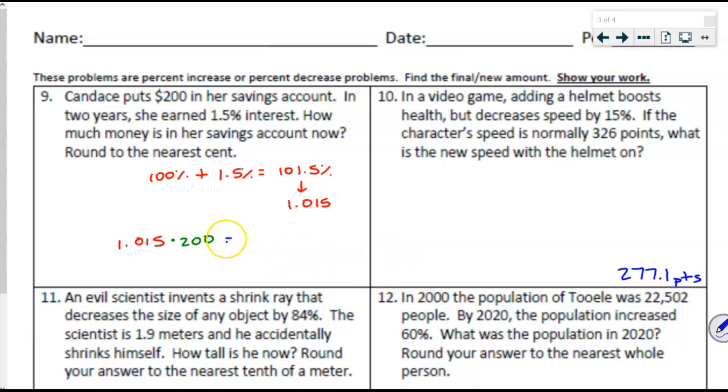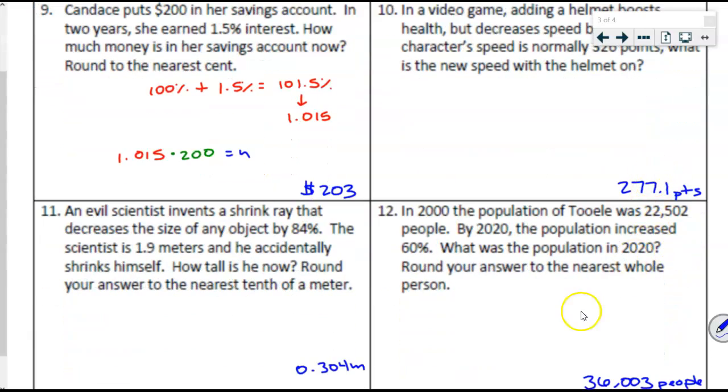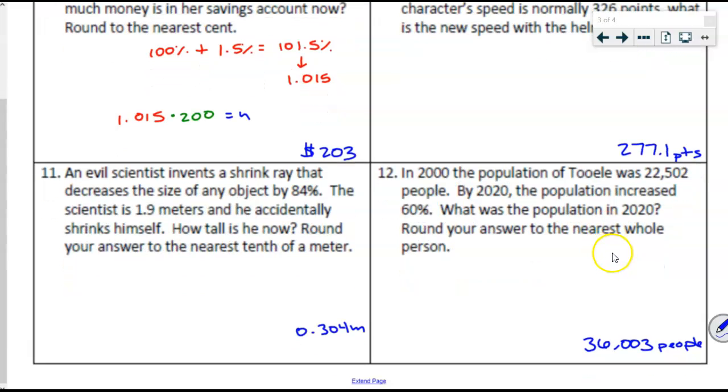Yeah? Okay. Again, checking answers here. Let me know if you guys have any questions. Number 10, 277.1 speed points. 11.304 meters. Yes, Oren. Thank you. So that would be 0.3 of a meter. Good catch on that.